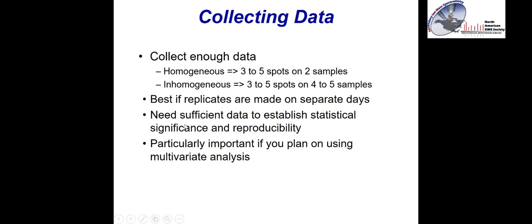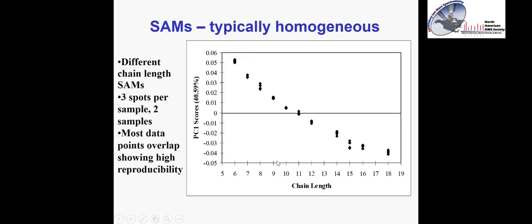But in general, you need sufficient data to be able to tell if you have statistical significance of the differences on your surface. And this is particularly important if you plan to use multivariate analysis methods, because multivariate analysis methods are all designed to look at variance in the data predominantly, and it will find differences between whatever you look at. So if you only collect 1 or 2 spectra per sample, it's highly likely you'll find some sort of difference, particularly if those samples have some variability.